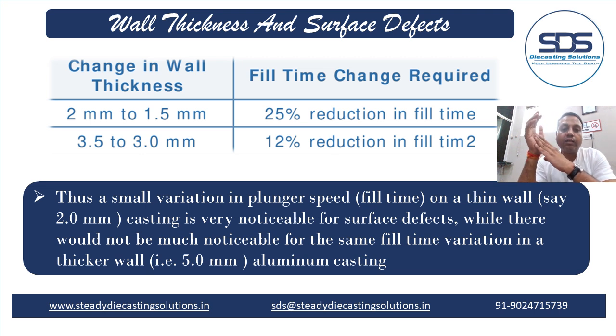So this shows how sensitive thin wall castings are to changes in the process, and why it's crucial to control plunger speed accurately to avoid casting surface defects. We need close monitoring as well as a close control mechanism when we are running low wall thickness castings, as compared to higher wall thickness castings like 4 mm or 5 mm. So keep remembering this.